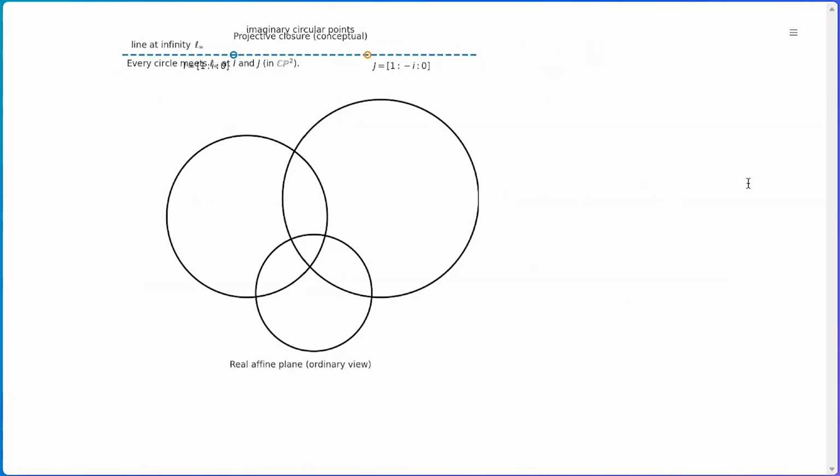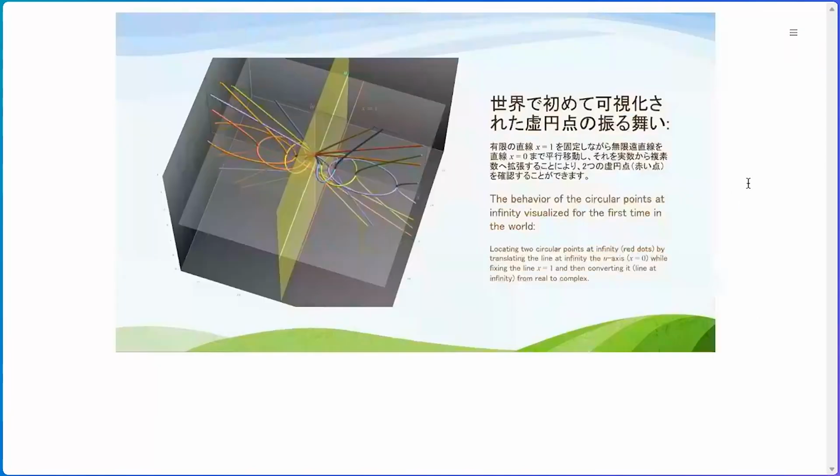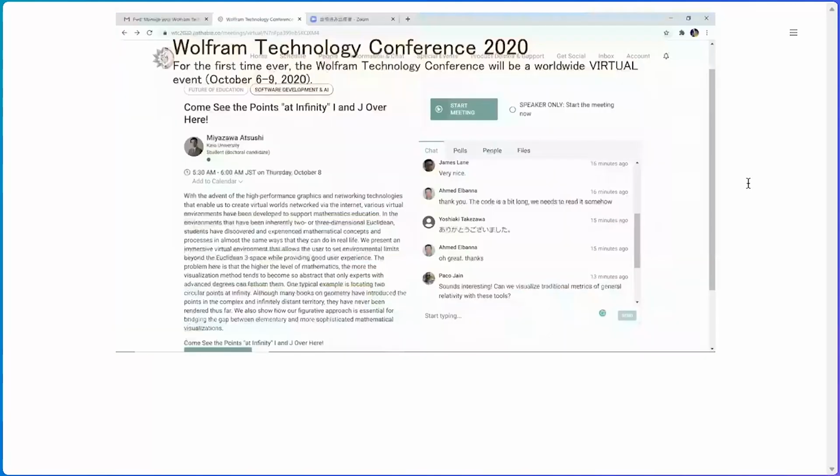Okay, I want to investigate what to call that equidistant chart. That's my previous visual of the circular points at infinity. We can convert this to equidistant imagery.